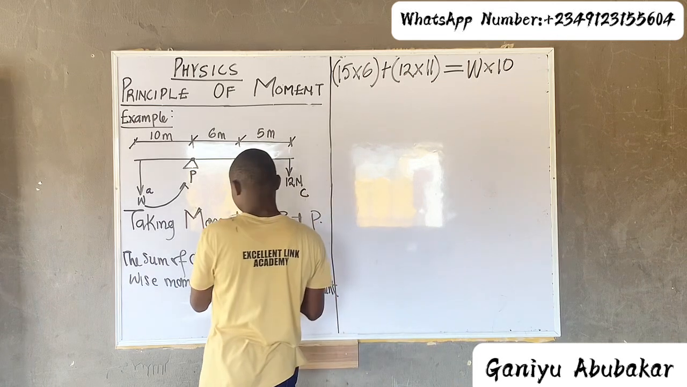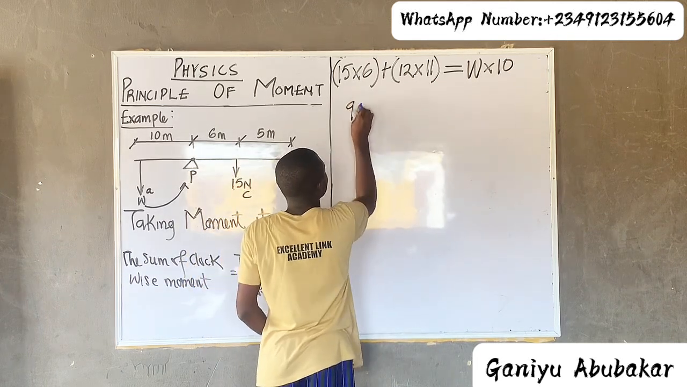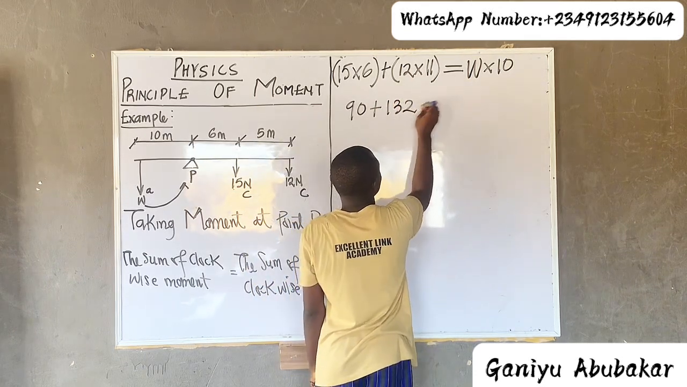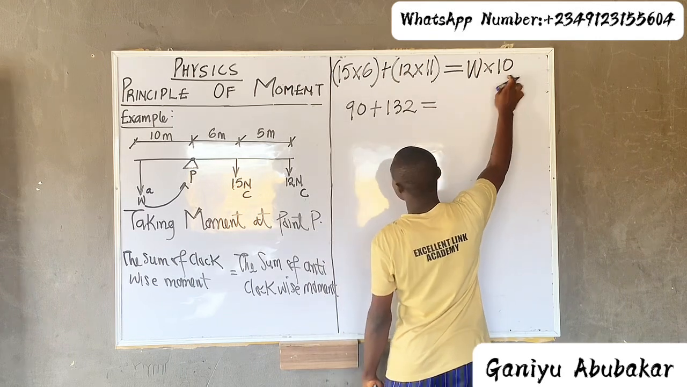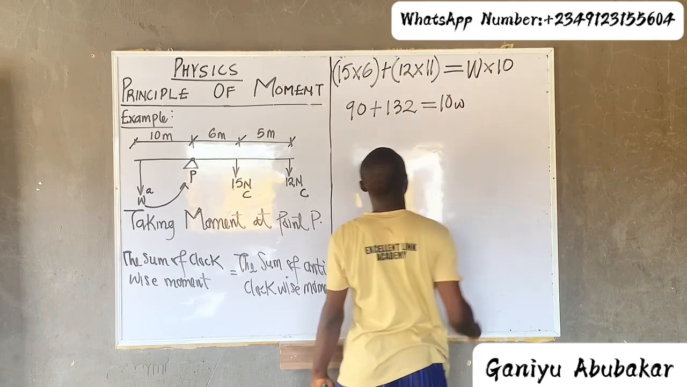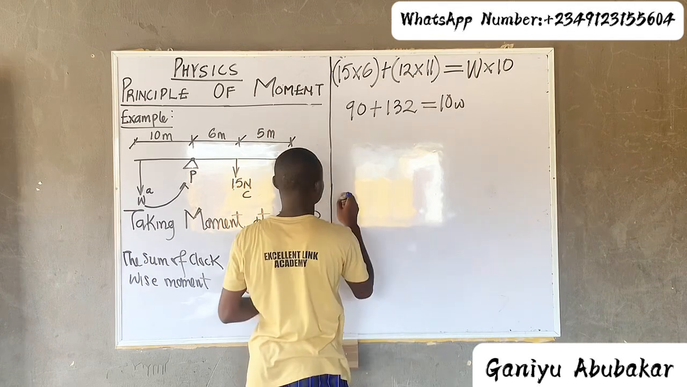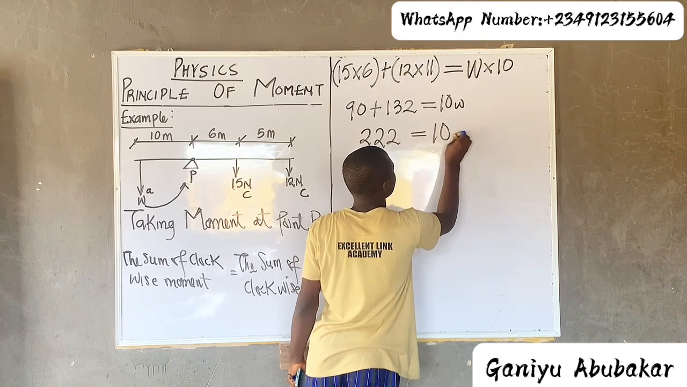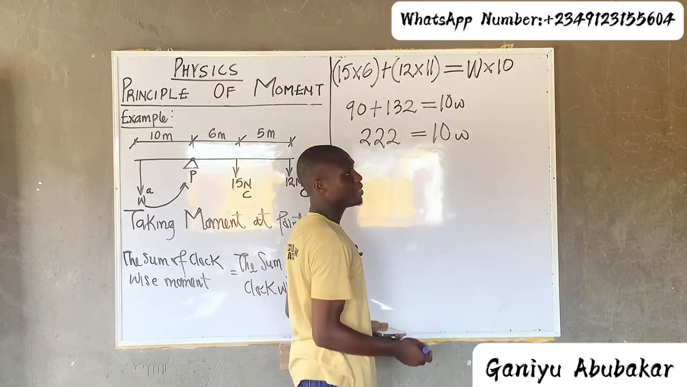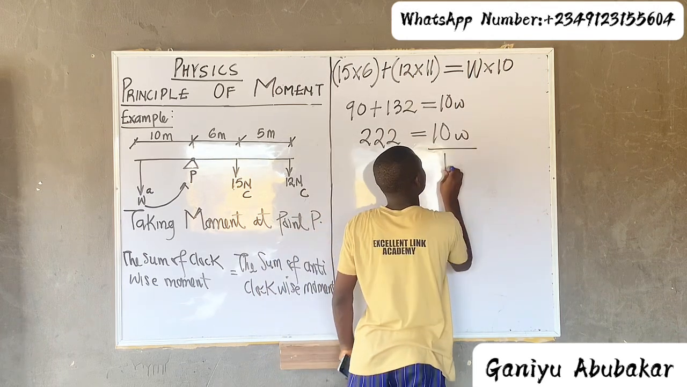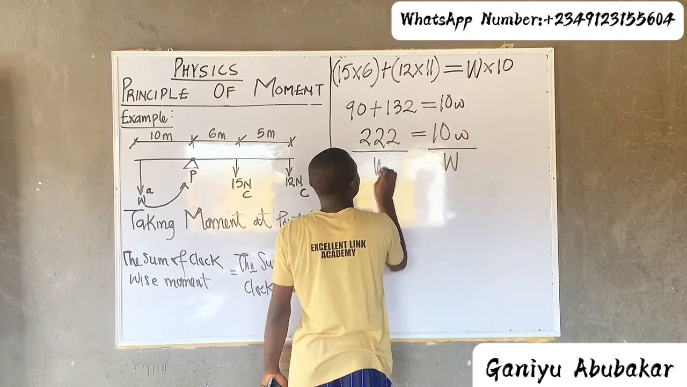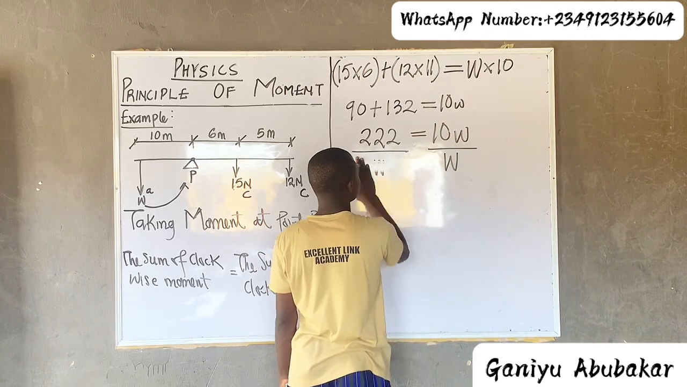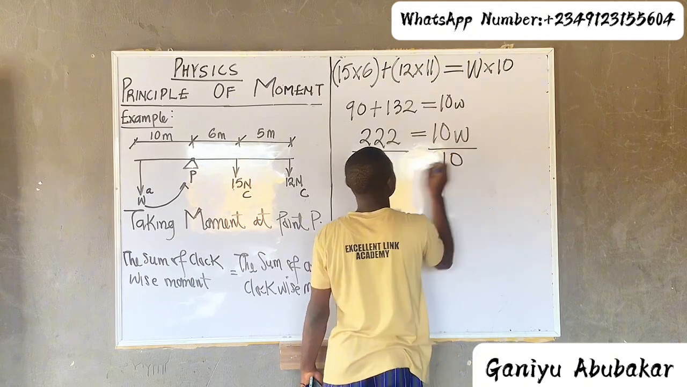Get this done, please. 15 times 6, of course, gives 90, plus 12 times 11 gives 132, being equal to W times 10, which gives 10W. Add this up, I'll have 222 equal to 10W. Of course, I'm expected to find W. It is as easy as dividing both sides by 10 to get W.